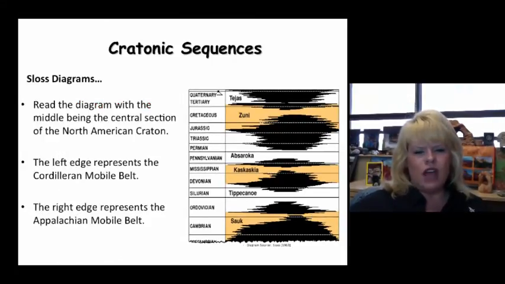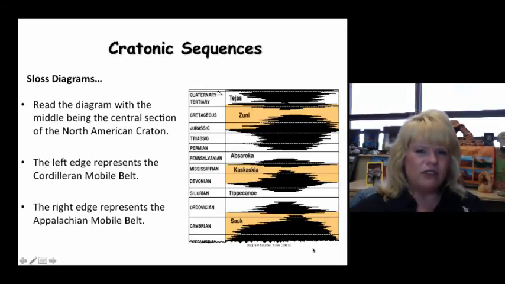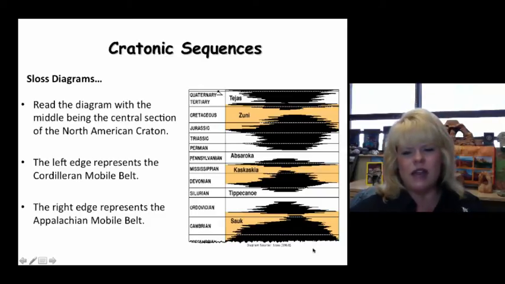How do you read this diagram? First of all, you need to understand that this side of the diagram is the Cordilleran, or the western margin of the continental craton, North America. This side's going to be the Appalachian Mobile Belt. Every diagram's done a little differently. You can find a bunch on the internet, and they all say the same basic thing, but they may use a different color schematic. I like this one because it's easy to see.